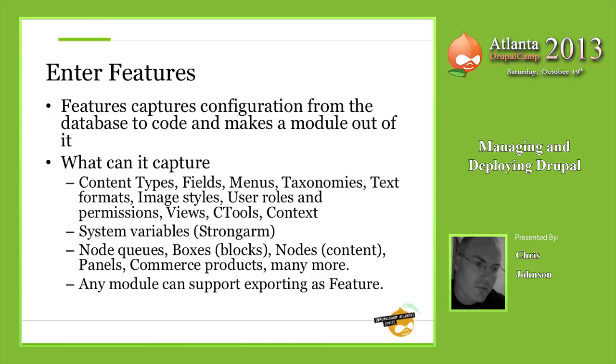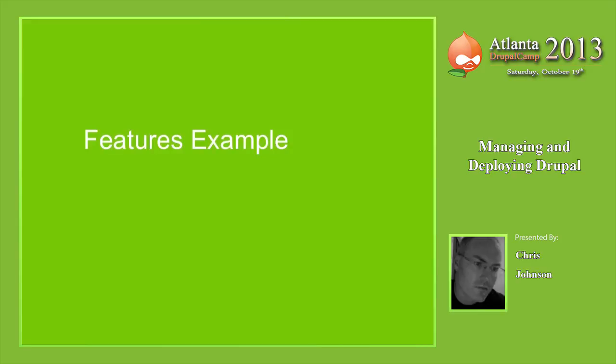It can't capture everything, and we'll talk about what you do when it can't capture things in just a little bit. But there's a lot that it can capture, and generally there's ways to write things to make it available to features, but it does a lot. So let's take a quick look at a features example.